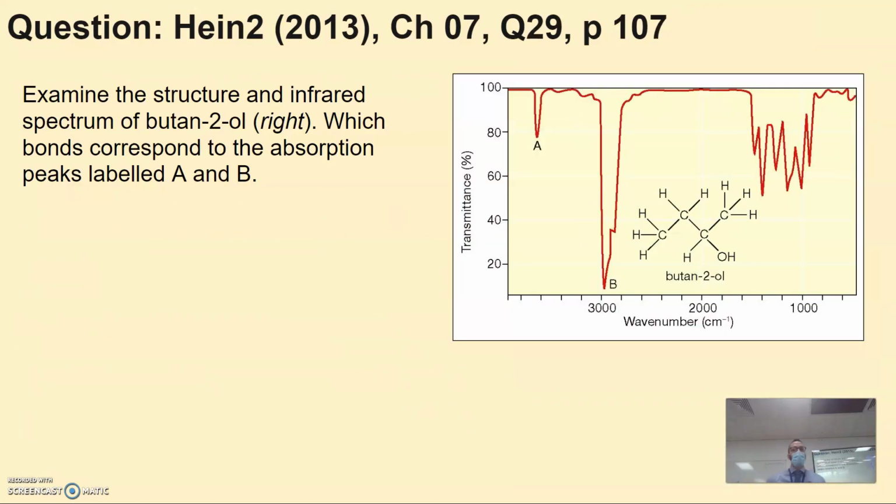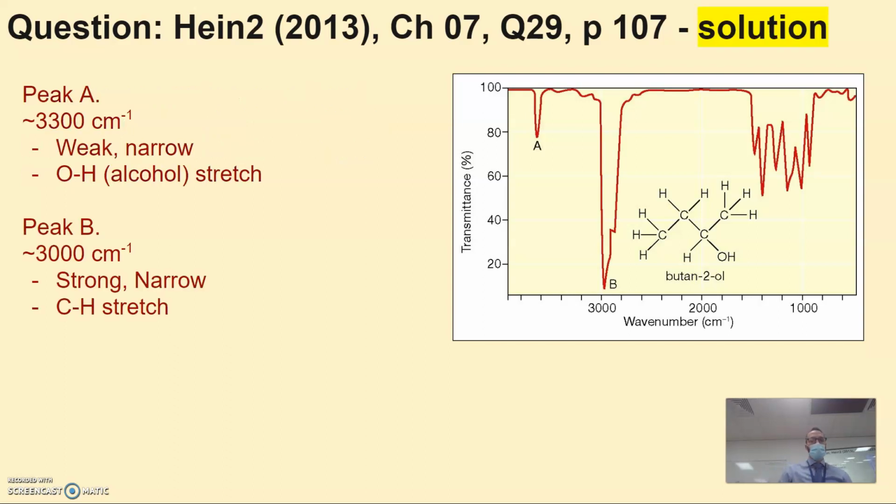Examine the structure and infrared spectrum of butan-2-ol. Which bonds correspond to the absorption peaks labelled A and B? What's A? What's A going to be? O to H stretch. And B? C to H stretch. Fantastic. There we go. So peak A around 3,300. It's weak, it's narrow, it's O to H. Peak B around 3,000. It's strong, it's narrow, C to H. Yeah? So we should be able to describe the strength of the intensity, whether it's broad or narrow, and its approximate location.